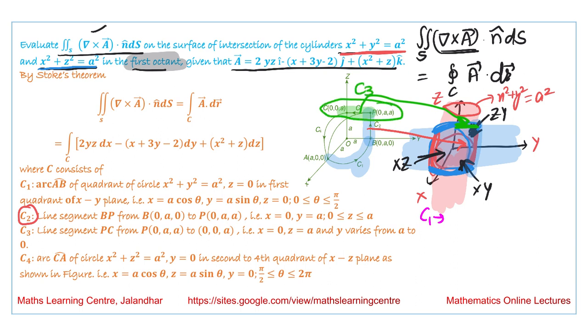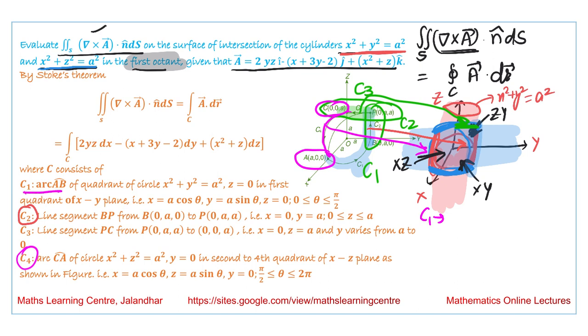This we are saying is C3. This portion is C2. This is C1, and last we have C4, that is the arc CA. We have the arc starting from the point C and going up to A. This is the arc C4, corresponding to this portion of the cylinder, and these are the regions shown over here.